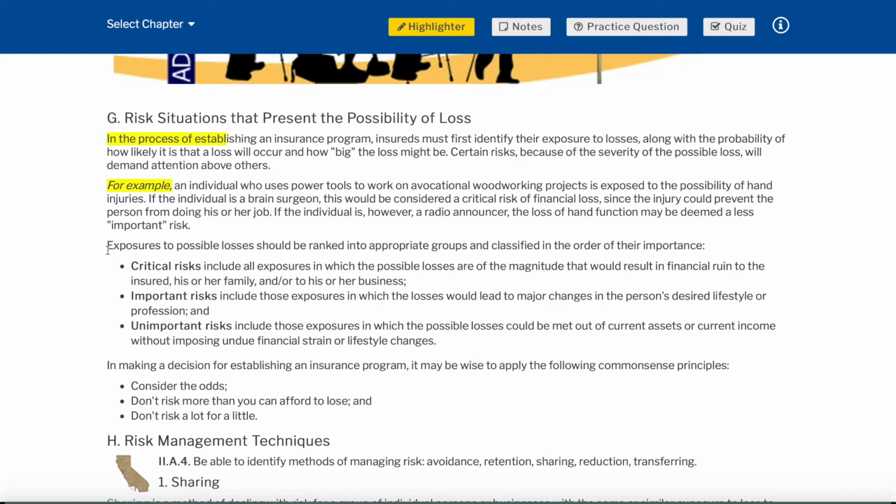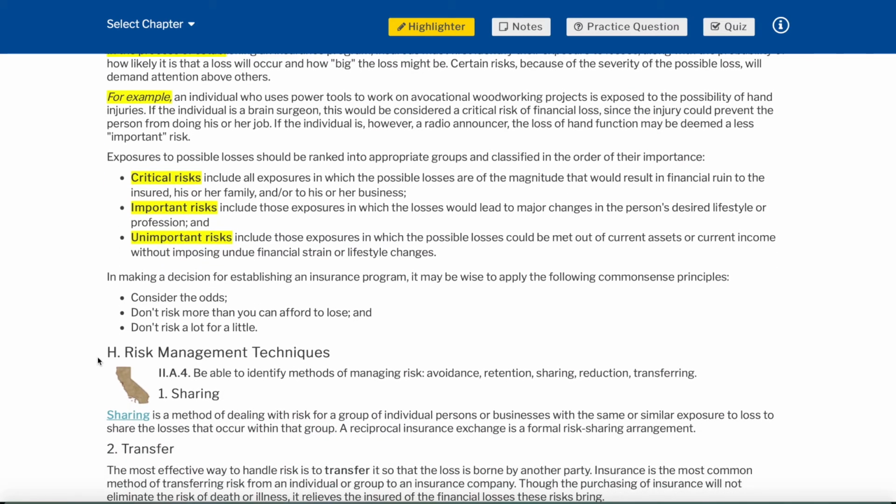Exposures to possible losses should be ranked into appropriate groups and classified in the order of their importance. Critical risks include all exposures in which the possible losses are of the magnitude that would result in financial ruin to the insured, his or her family, and/or his or her business. Important risks include those exposures in which the losses would lead to major changes in the person's desired lifestyle or profession. Unimportant risks include those exposures in which the possible losses could be met out of current assets or current income without imposing undue financial strain or lifestyle changes.